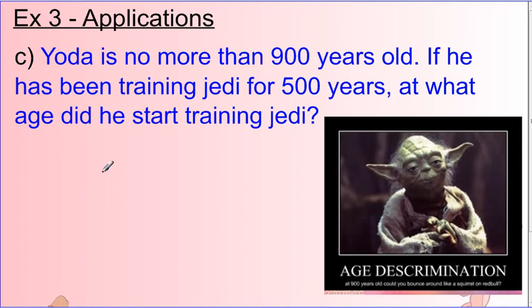Okay, so hopefully you did this on your own. Let's see here. Yoda's no more than 900 years old. If he's been training Jedi for 500 years, at what age did he start training? So his start training plus 500 years is no more than 900. So it's less than or equal to 900. He's been training for 500 years.